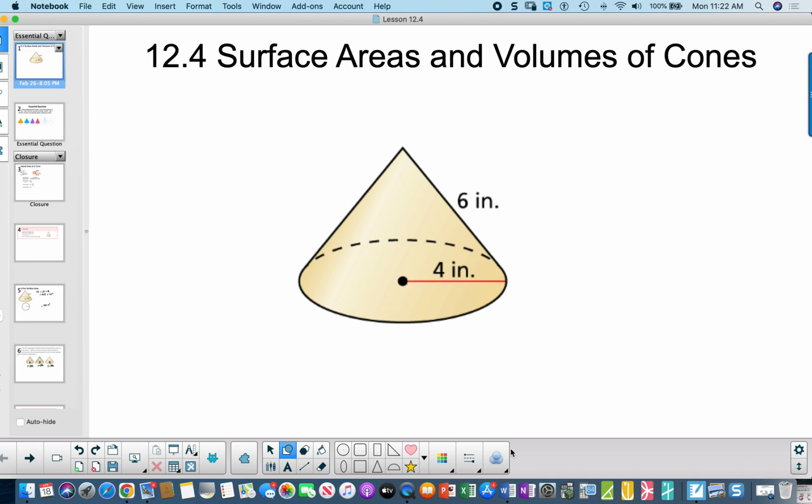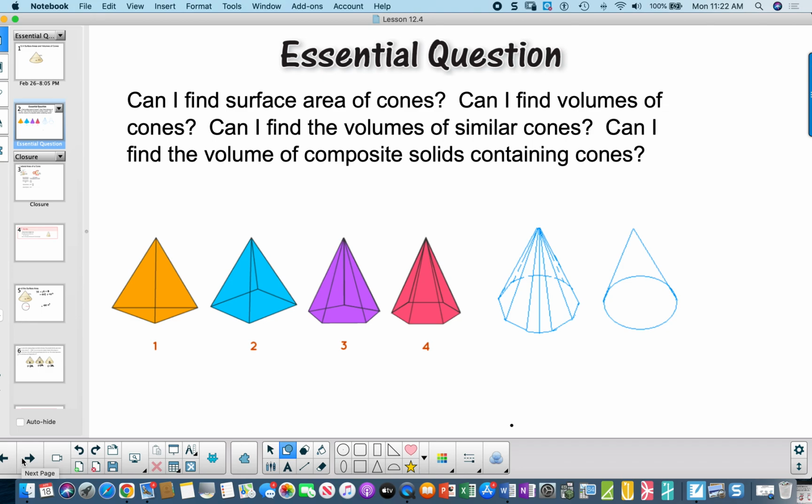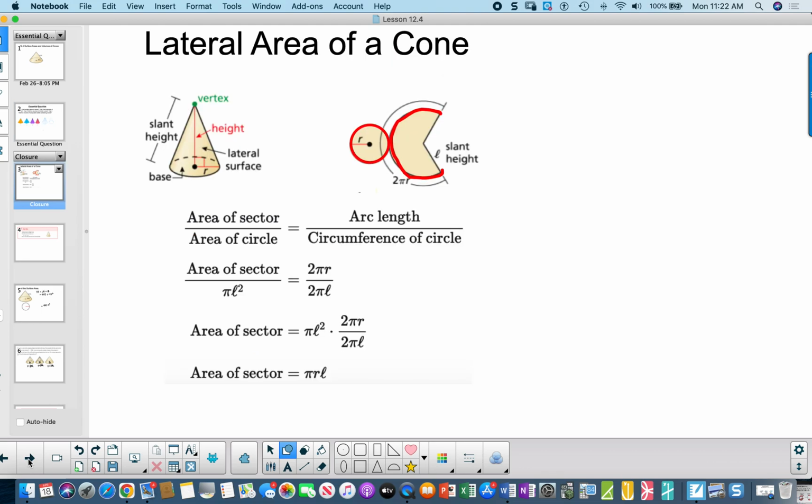4. Surface areas and volumes of cones. Can I find the surface area, volume of cones? Can I find the volumes of similar cones? And can I find the volumes of composite solids? The lateral area of a cone.